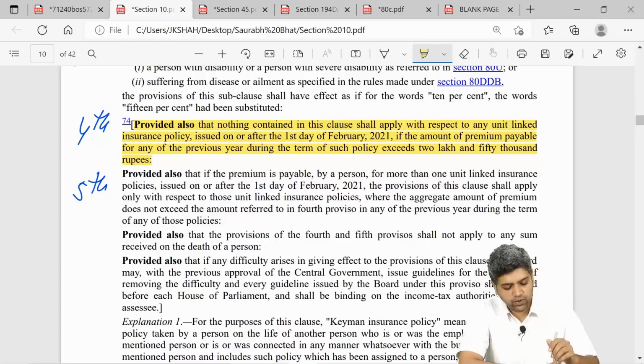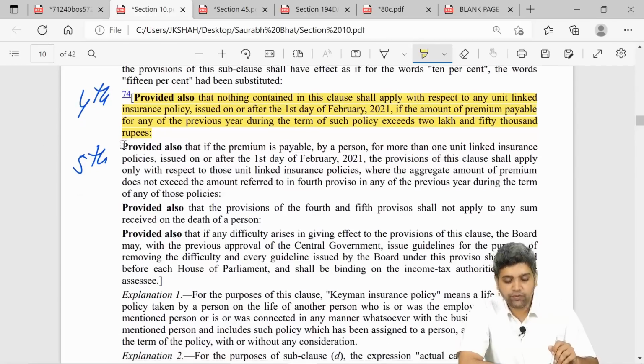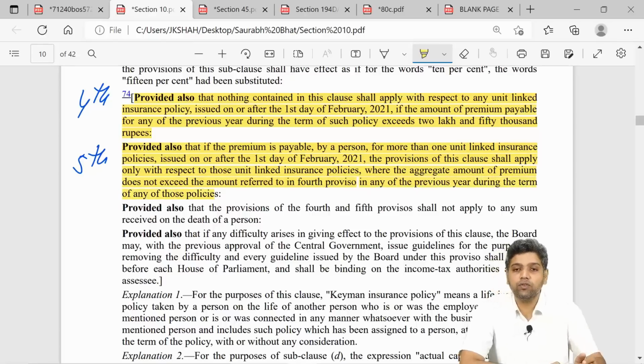So government says sorry, you can't do that, because they inserted 5th proviso which says provided also that if the premium payable by a person for more than one ULIPs issued on or after 1st February 21, the provisions of this clause shall apply only with respect to those ULIPs where the aggregate amount of premium does not exceed the amount referred to in fourth proviso, that is 2,50,000 in any of the previous year during any of those policies.